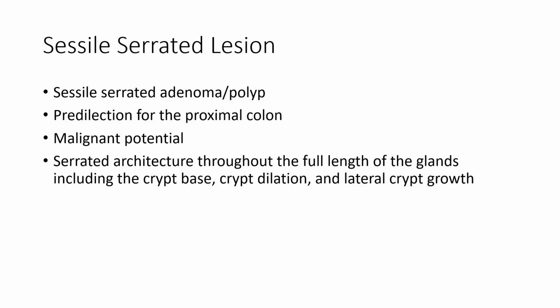In sessile serrated lesions, there is usually crypt dilation and lateral crypt growth, which means that the crypt at its base branches horizontally to the muscularis mucosa, creating an inverted T or L shape. We will see a picture of it in the next slide. Sessile serrated lesions also, as we said, are predominantly located in the right colon as opposed to the hyperplastic polyps, which are usually present in the left colon.